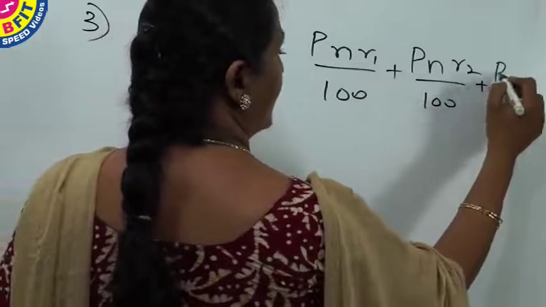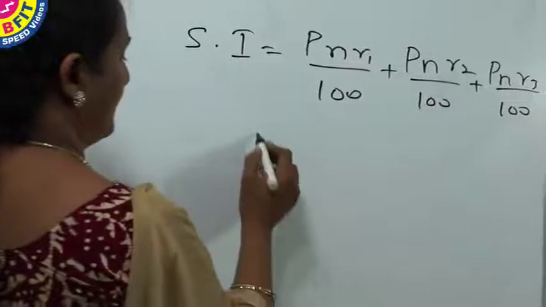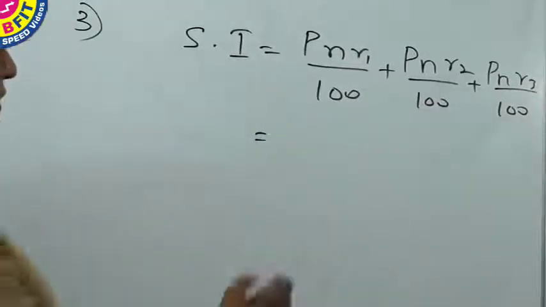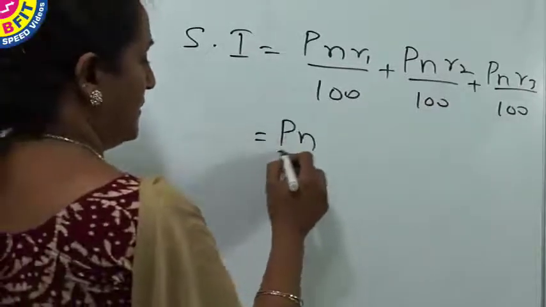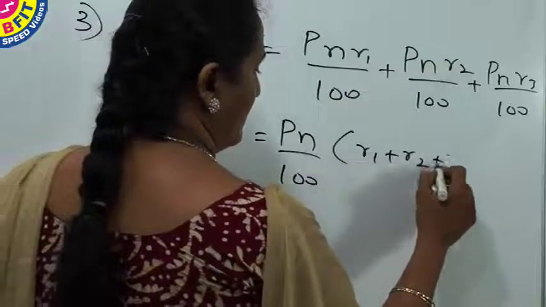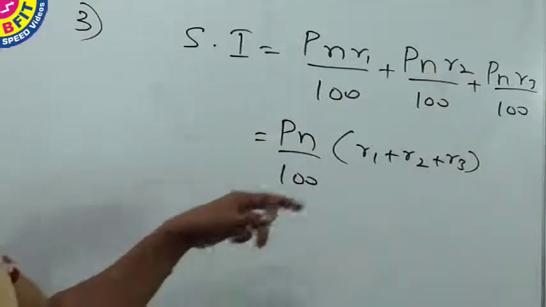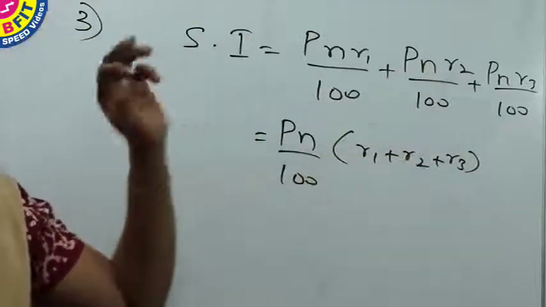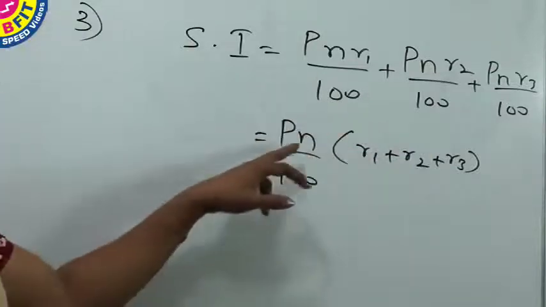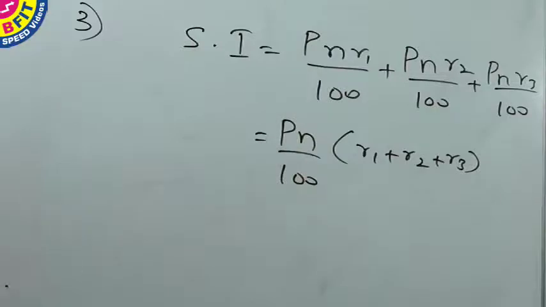So we have for 3 years different rate percents. And now taking this PN by 100 common, now substituting the rate percent for R1, R2, R3 as 4, 8 and 10, and this is for each year, n equal to 1, we find the simple interest.